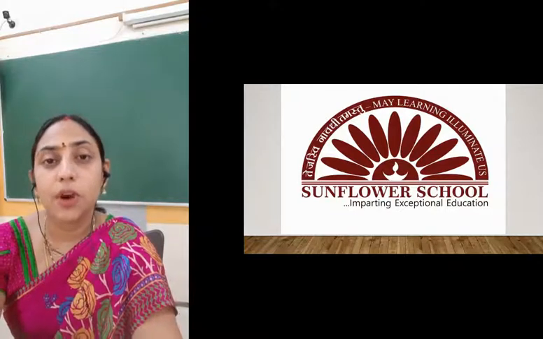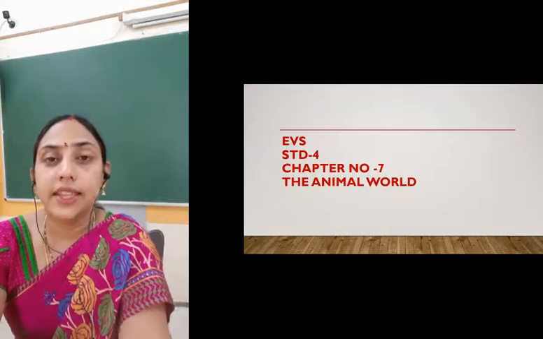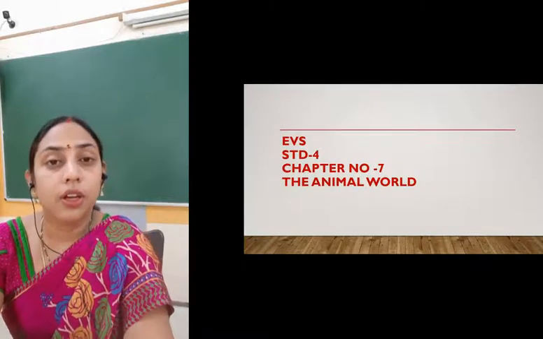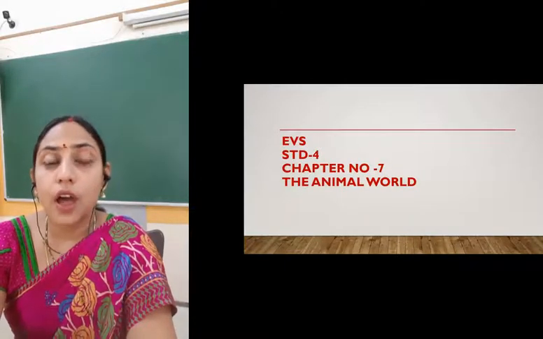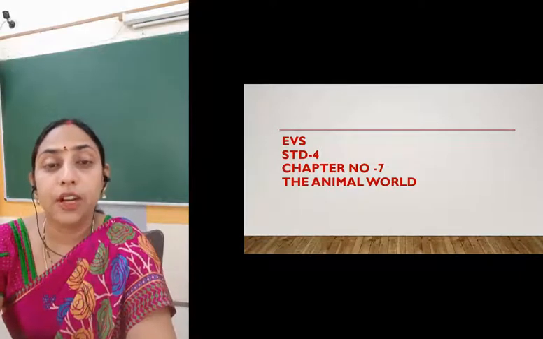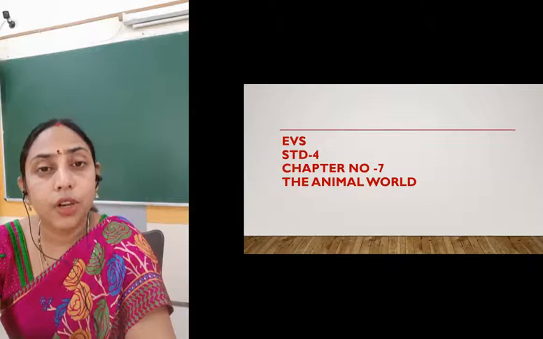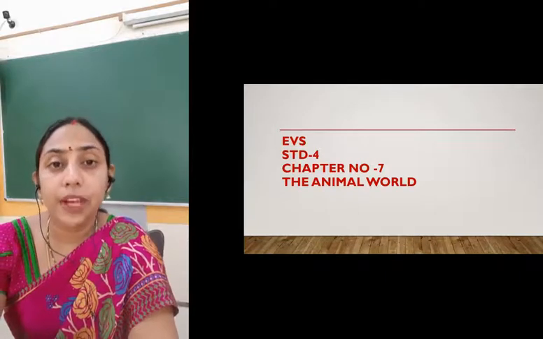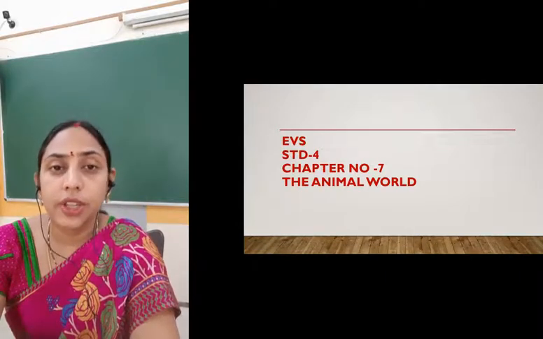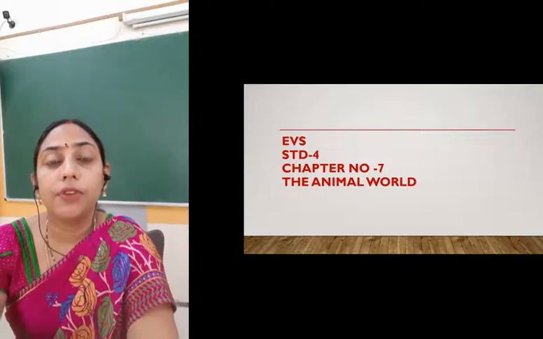We were discussing the 7th chapter, the animal world. In our earlier videos we have seen how different animals depend on each other. That means not for food but for some other purpose. They benefit each other, right? So that is the mutual understanding between the different animals.